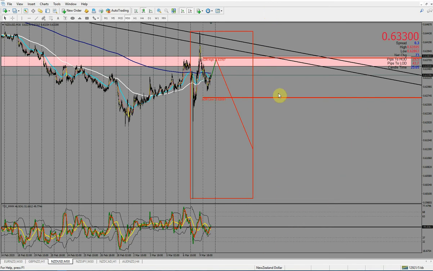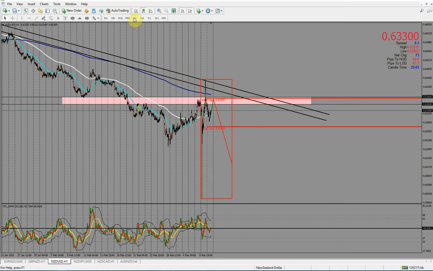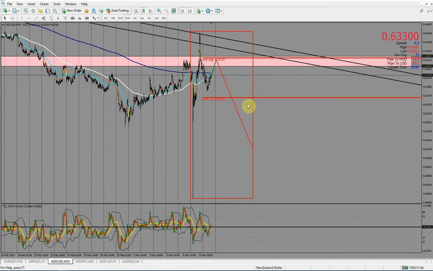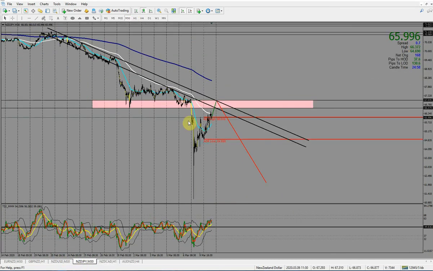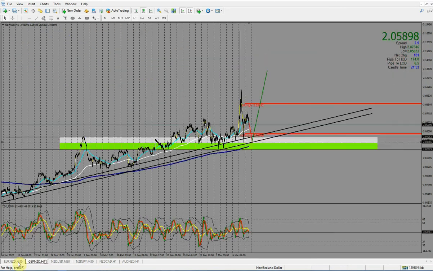The index chart. As you can see here, it's a bit of a move to the upside and then a drop. NZD JPY, same kind of setup, a bit of a move to the upside then a drop. And these are the only 4 setups that I have. So basically, we're going to talk about 4 setups today.